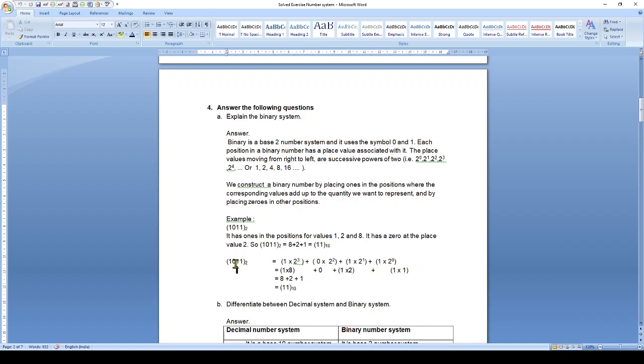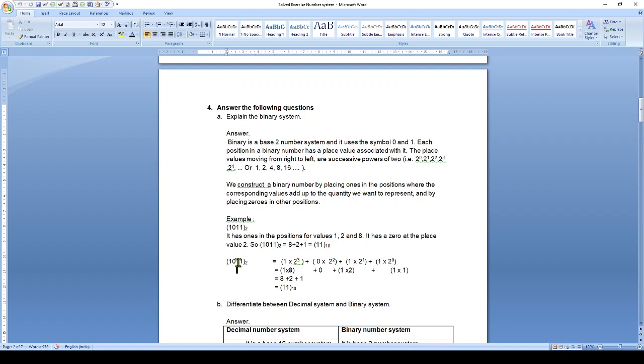It is 4. So if you add up 8 and 4, you will get what? You will get 12. So it is more than the number you want to get. You want to get 11. So you will not place a 1 in 2 to the power 2's place. Right? So you will place a 0 at that position. So our 0 is placed.